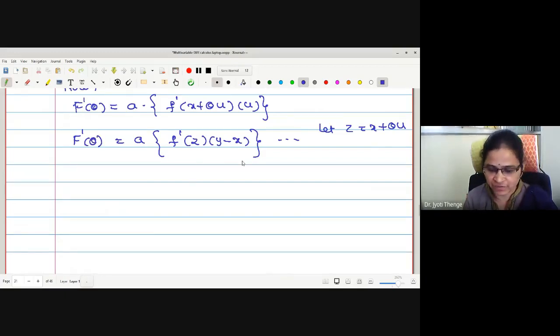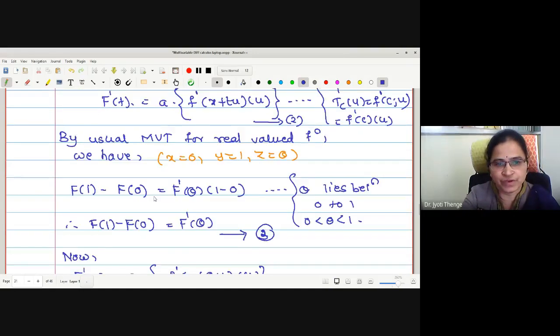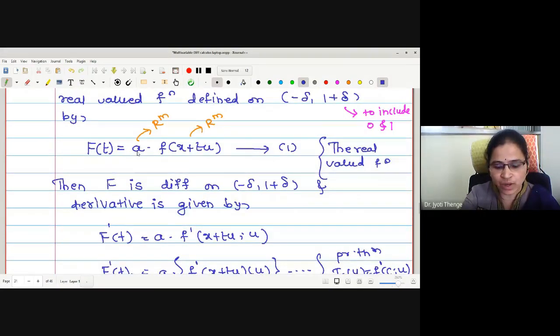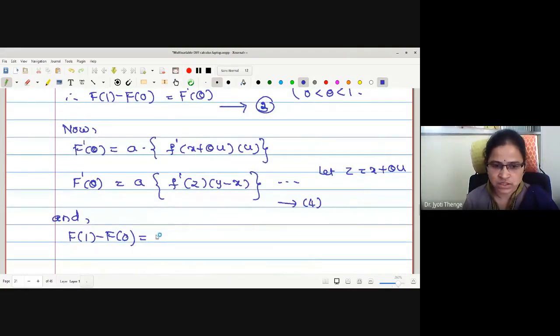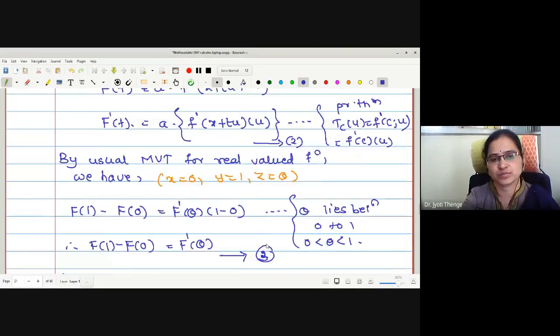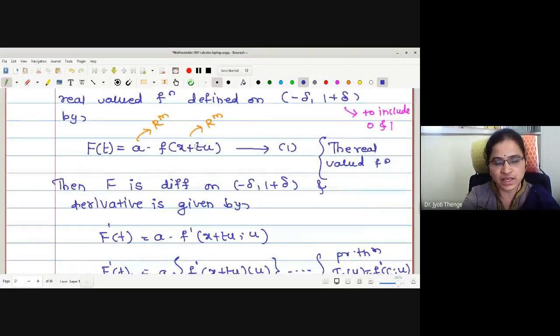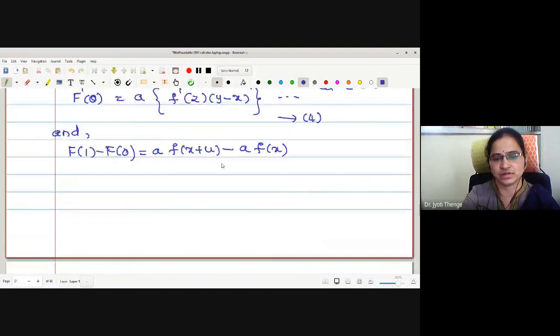What is the value of f dash of theta we have obtained? This. Let me call it number 4. And we will calculate the left hand side f1 minus f0. What is f1 minus f0? F we have defined with this. Therefore, putting 1 and 0 in equation number 1: if I put t as 1, this gives me a dot f of x plus u. If I put t as 0, this gives a dot f of x. That is what I have.